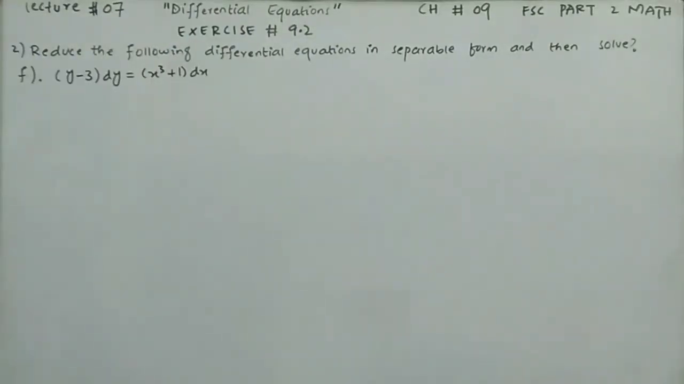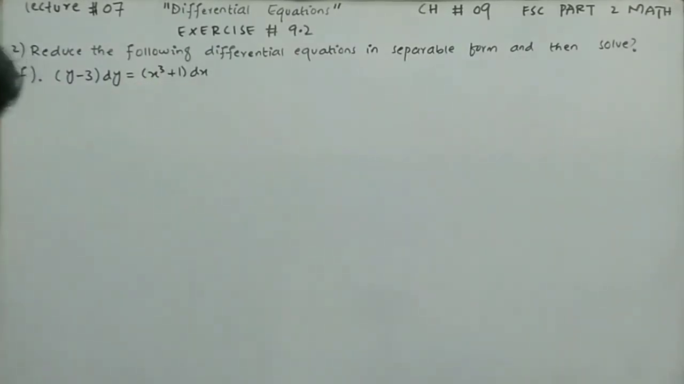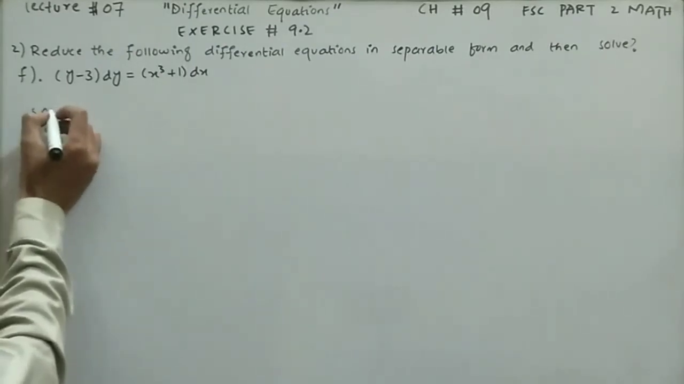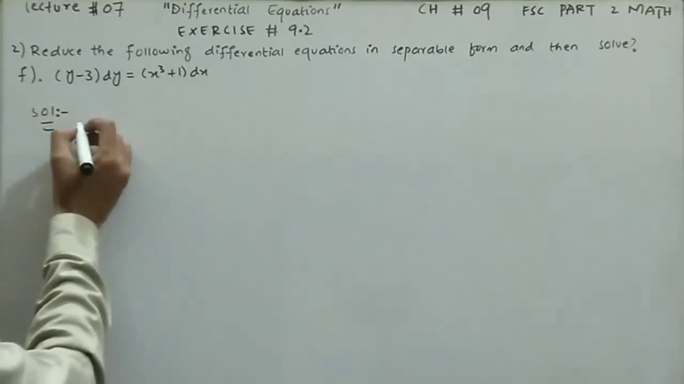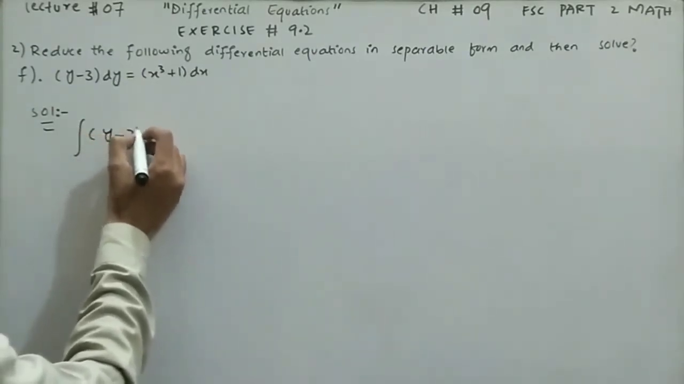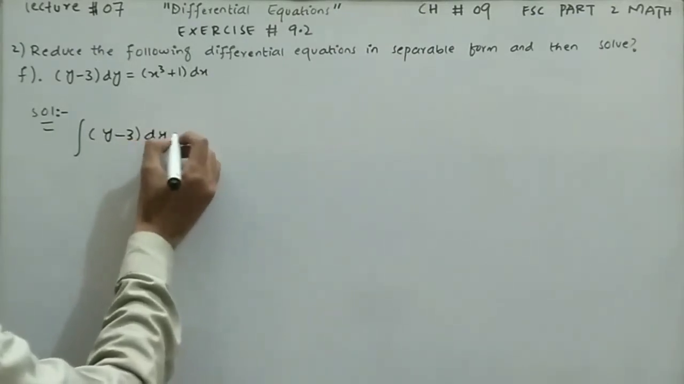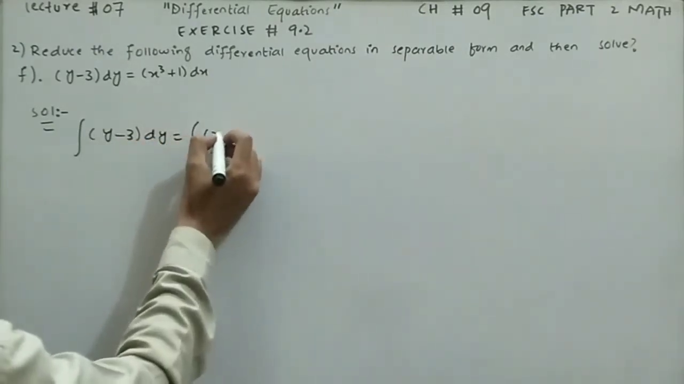Now let's understand the last part of today's lecture and the last part of question number 2, part number F. y minus 3 into dy is equal to x cube plus 1 dx. So this is a very easy part of this question number 2. We'll take the integral on both sides directly because this can be integrated directly, since this is already in separable form. So y minus 3 dy is equal to, taking the integral on the right hand side also, x cube plus 1 into dx.